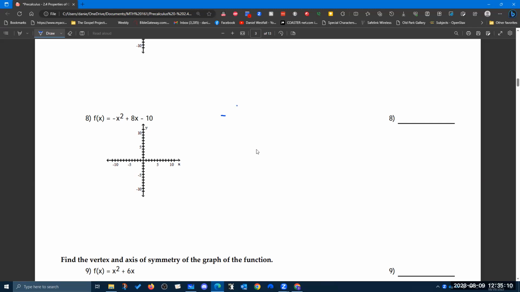So we're going to factor out this -1. Leave that -10 sitting out there. Half of the middle number squared is going to be a -4 squared, is going to give me a +16. I added a -16 into the problem, so I need to balance it out with a +16. And that gives me an x -4 squared plus 6. My new vertex is at 4, 6.